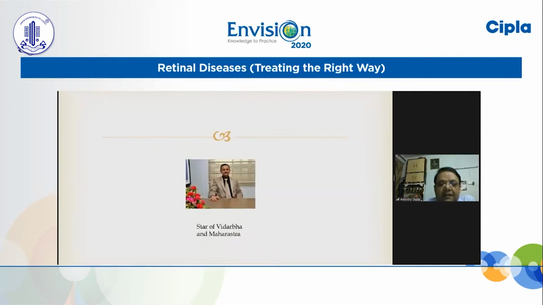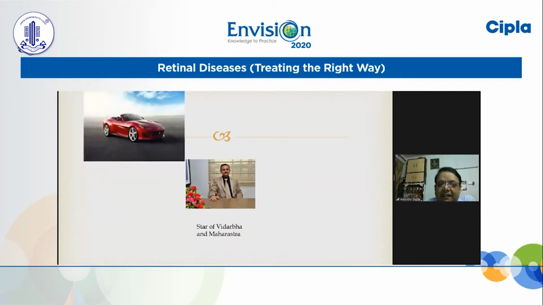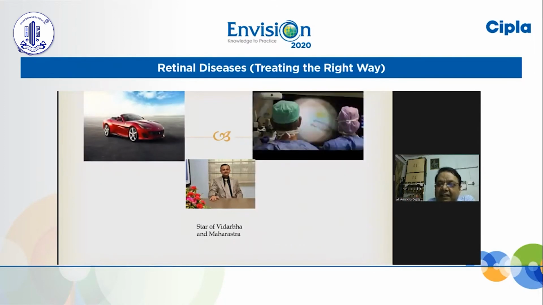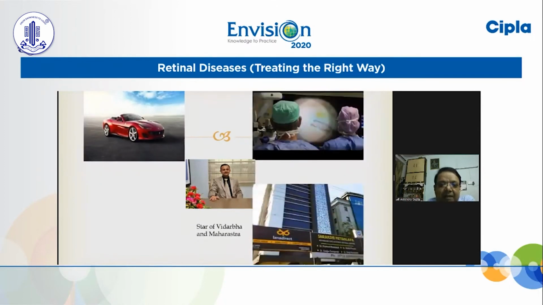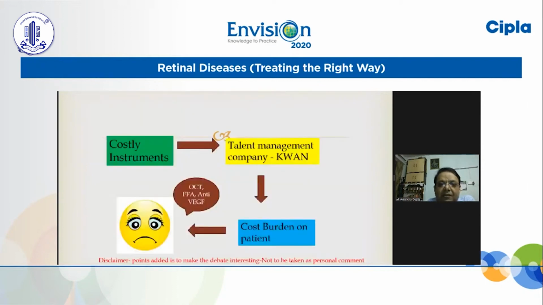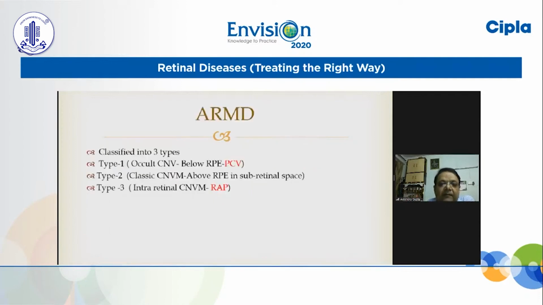Very interesting. Prashant Bhavankule is a star of Vidarbha and Maharashtra, and he loves to play in 8 figures. He has a Ferrari. He owns a 3D imaging system, big buildings, and another 8 figure machine, that is OCTA. A costly instrument, you need a talent management company like Quan. And these two things add to the cost burden, who is already loaded with OCT, FA, and anti-VEGF. And now you are putting one more investigation in, which you will charge, that is OCTA.